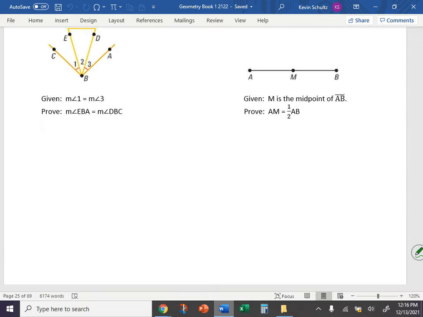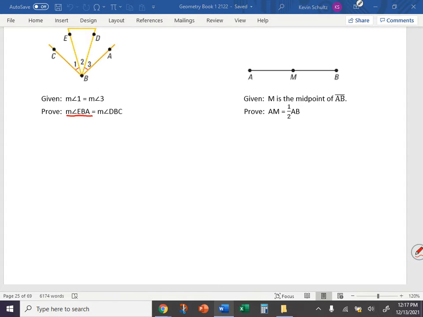So let's identify some things first, okay? Measure of angle 1, we see that there, it's marked with the 1. Measure of angle 3, we got that there. They're marked congruent in the figure, and our given statement is that they're equal. So all is swell there. And we have to prove that EBA is equal to DBC.